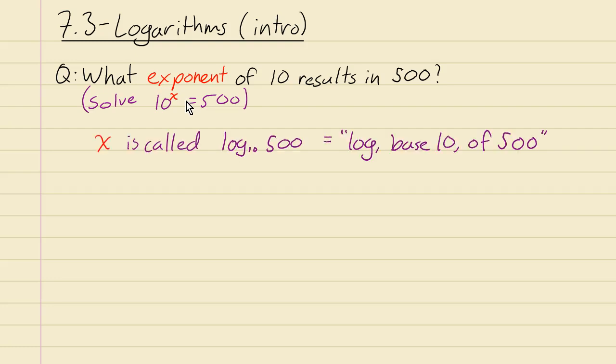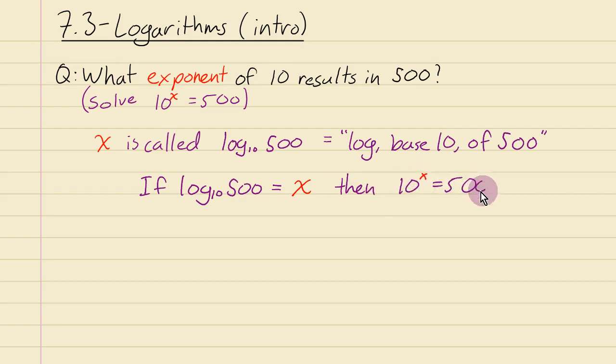And you write it out like this. Log with a little subscript of 10 next to the g there, and then 500 written on the same line as the word log. So that is called the log base 10 of 500. Now, another way to say this is that if log base 10 of 500 equals x like this, then 10 to the power x equals 500.